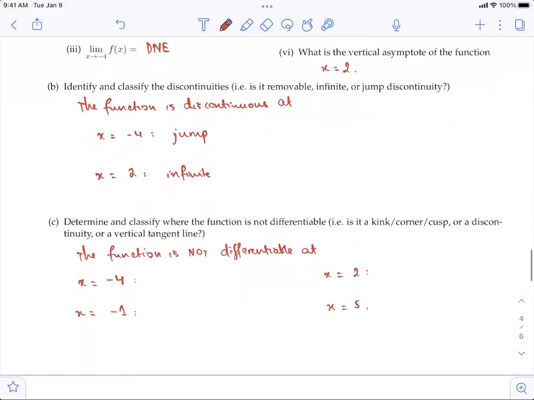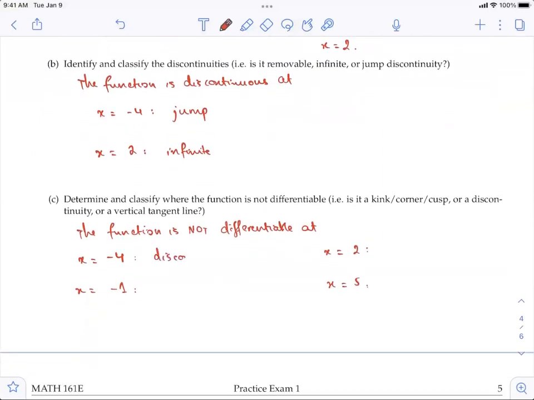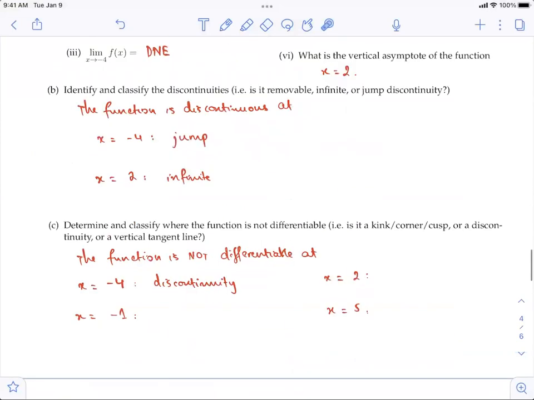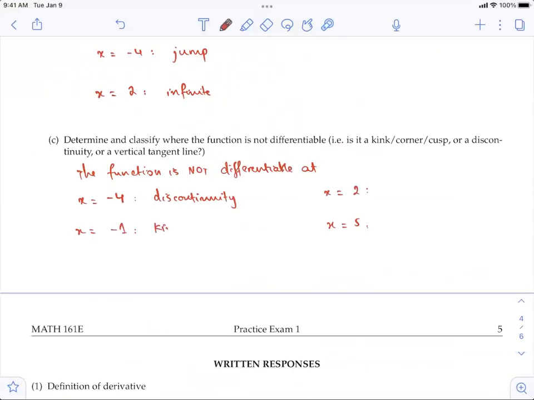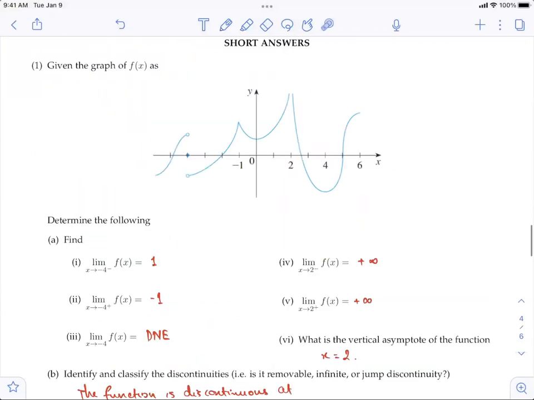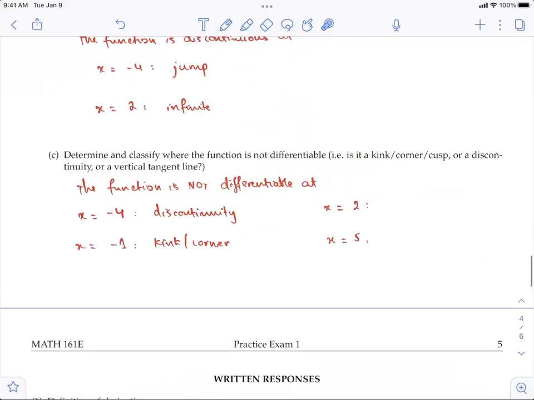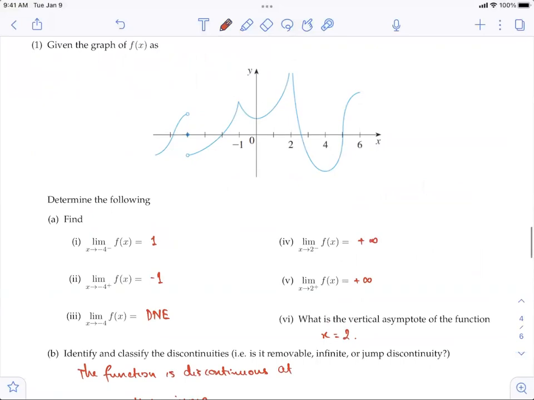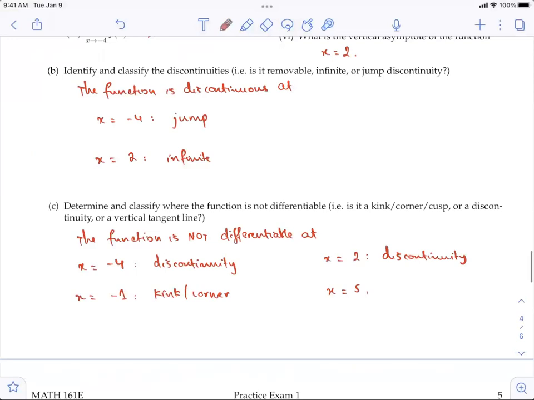At x equal to -4, you have a discontinuity. At x equal to -1, this is a kink, therefore it's not differentiable. Kink, corner. At x equal to 2, this is an infinite discontinuity, so you can classify it as a discontinuity. And at x equal to 5, as you can see here, this is a vertical tangent line.